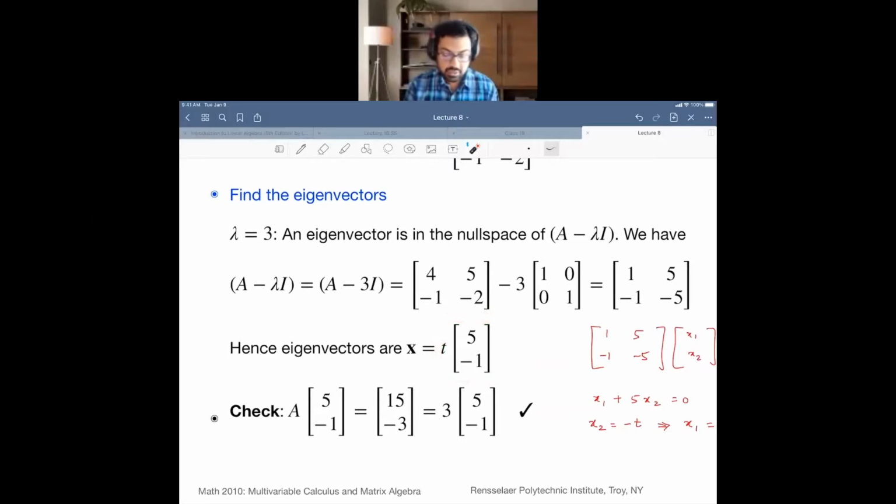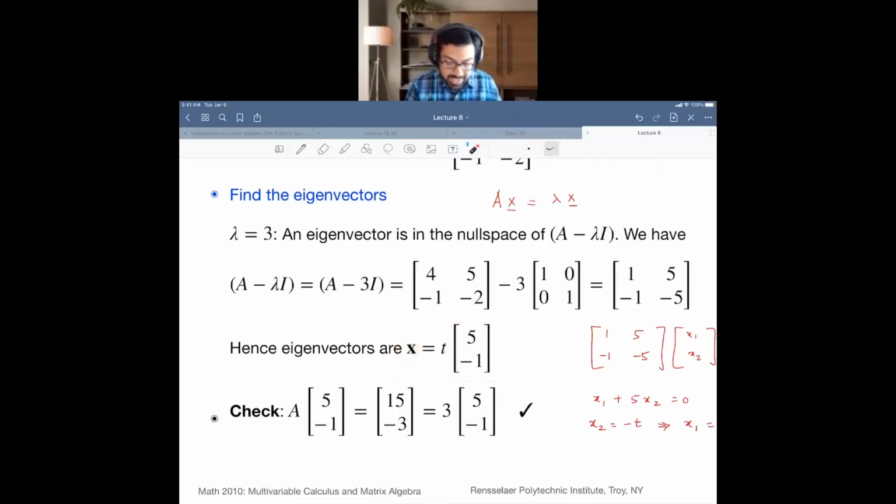Any vector that is a scaled version, any scaling, right? 1, 2, 3, anyone. Any scaling of this vector here, 5 and negative 1, will qualify as an eigenvector with the eigenvalue 3, right? So all of these are going to satisfy Ax equals lambda x. So you can pick any scaled version of this for x with lambda equals 3, it will satisfy. And you can check this quickly. Let's just assume T is 1, right?